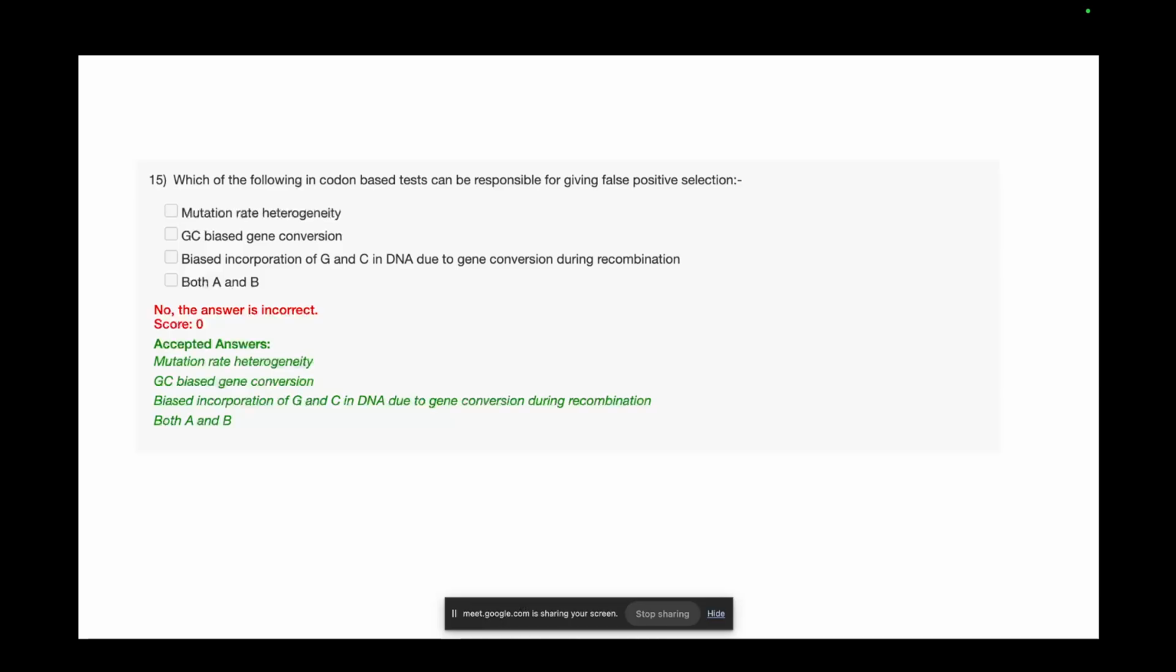So, basically, if you have a GC bias somehow incorporated during gene duplication, gene conversion, or during DNA GC content increase in DNA due to gene conversion and recombination, since you're doing codon-based tests, any overrepresentation, in this case overrepresentation of GC, can give you false positives. So all of the options would be correct. The important thing is this is a codon-based test, and if you have a codon-based test, any type of biasing will give you false positives.